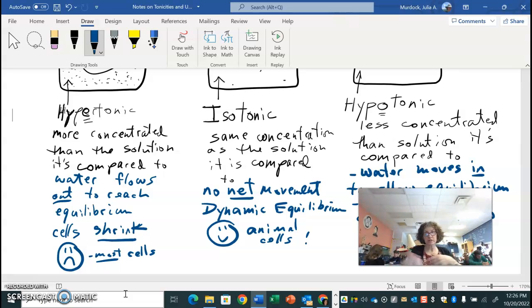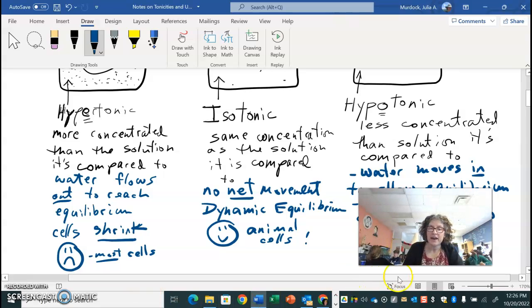If you give really salty water into someone's IV, you'll be causing their cells to dehydrate. And cells don't do very well when they dehydrate. Not very happy. Okay. So that is osmosis and tonicities. And I hope that was helpful.